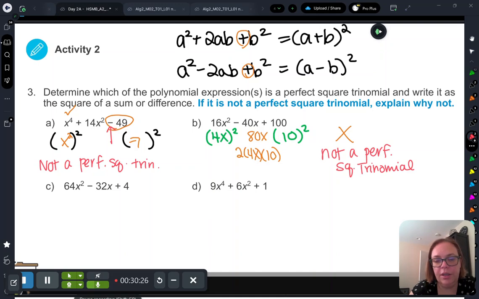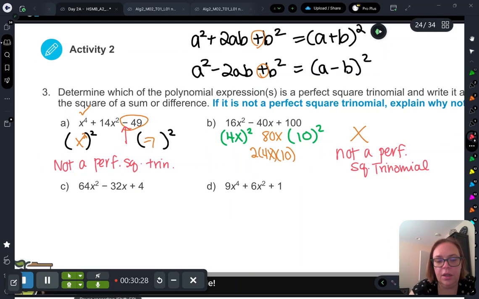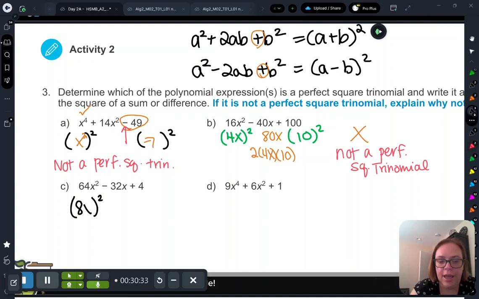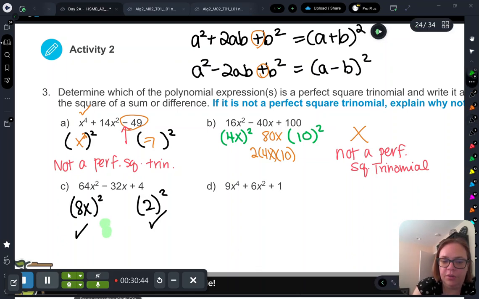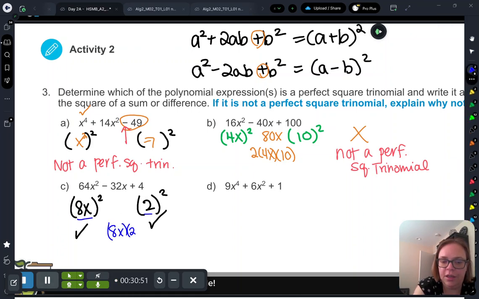All right, let's look at C. Okay, 64x squared is 8x squared. Okay, it's a perfect square, and 4 is 2 squared. Okay, now we got to check the middle. Let's try this. Take the 8x and the 2, multiply them together, and then double it. It checks out. That gives us 32x. Notice there's a minus sign.